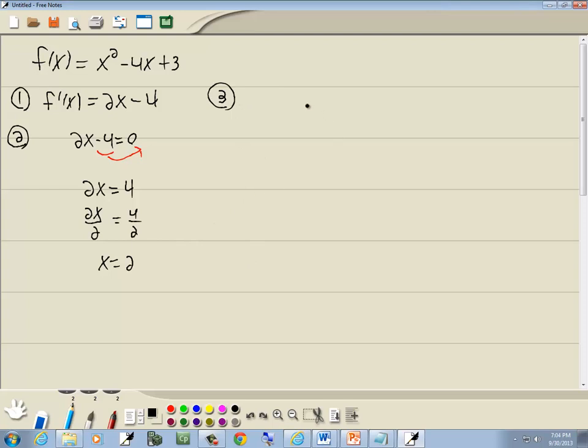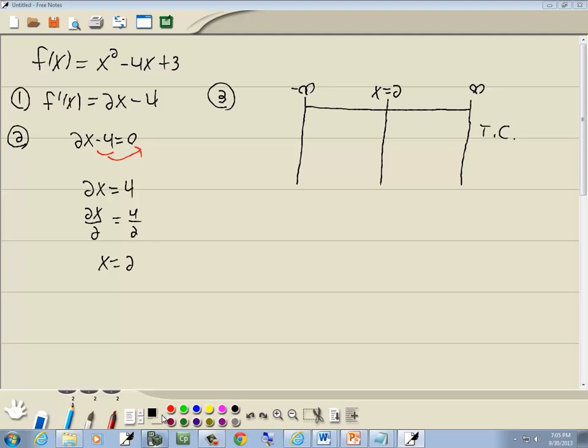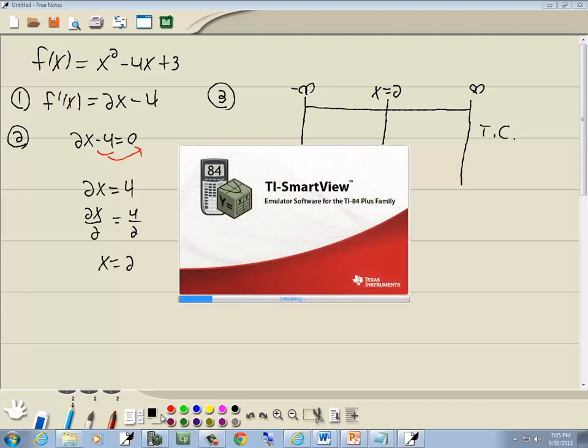Now step 3. Here we've got x is equal to 2. Clear over here is negative infinity, and clear over here is positive infinity. Now we want to pick test cases. That's what TC stands for. Get my calculator going here. Even though this one's pretty simple, we could just do it that way, I want to get used to showing you how to do it in the calculator.